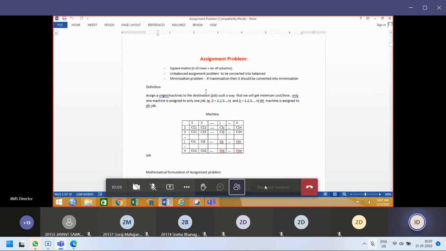Mathematical formulation, this is the definition. Whatever is displayed on screen, that is the definition. In the definition, we are allocating machines to jobs. So machines to jobs, or it is also called sources and destinations, or origins and destinations. If there are n machines, then definitely n number of jobs are required.